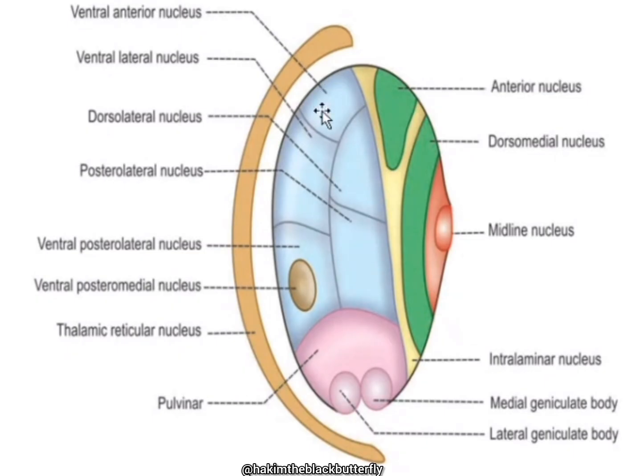So if we say that this is the ventral anterior nucleus of the thalamus, there is a group of neurons in this region which coordinate a particular function. If we say that this is the lateral geniculate body, it's another nucleus, it is a group of neurons which coordinate a particular function. If we say this is a pulvinar, it is another nucleus. It is a group of neurons which coordinate a particular function.